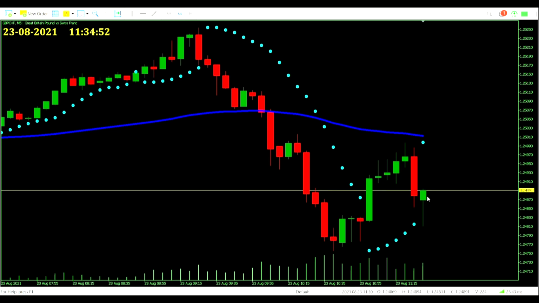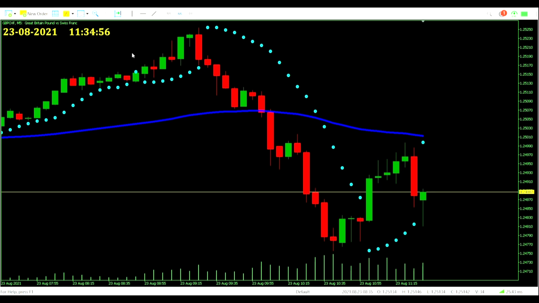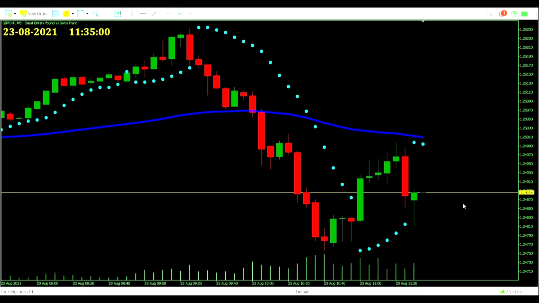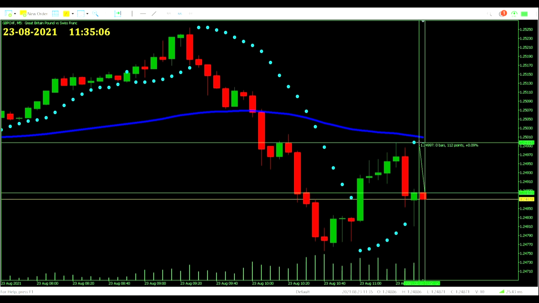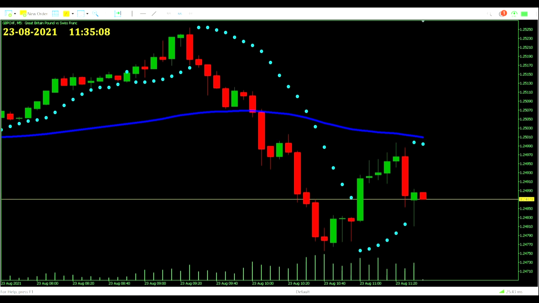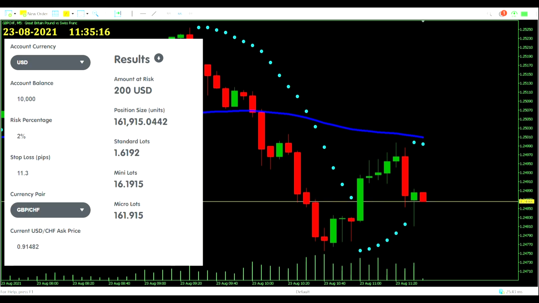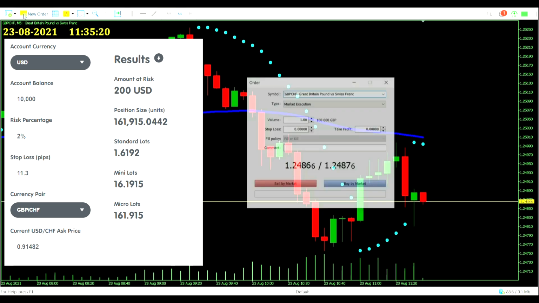Here we go then. Even though price has come quite a bit back up and is likely going to finish green here in the last few seconds, the dot remains above, so we're going to prepare ourselves for our entry. So right here we've got 11.3 pips there. That'll be our stop loss distance. And so there you can see our risk calculated on screen now. That is for $200 thereabouts.